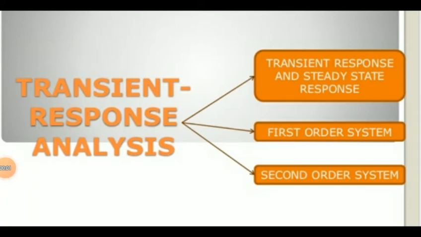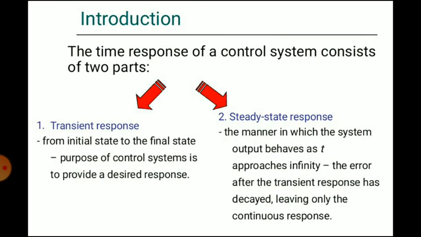Good morning. Today we will discuss transient response analysis. The time response of a control system consists of two parts. First is transient response. So from initial state to the final state, the purpose of control systems is to provide a desired response. And second is steady state response, the manner in which a system output behaves as t approaches infinity. That is, the error after the transient response has decayed, leaving only the continuous response.